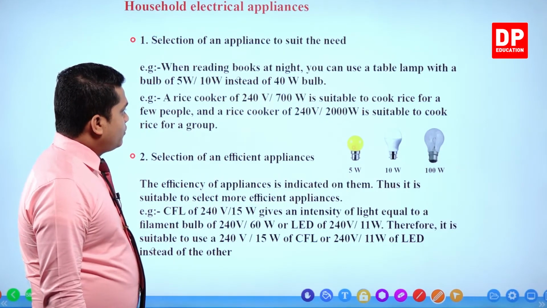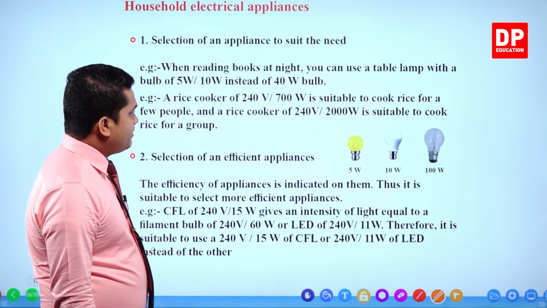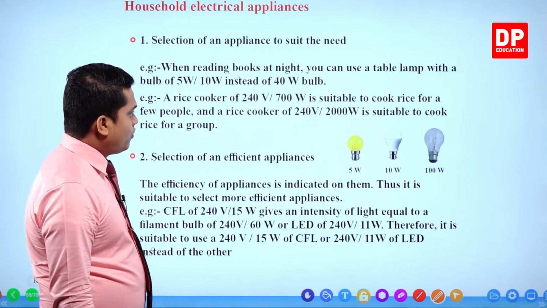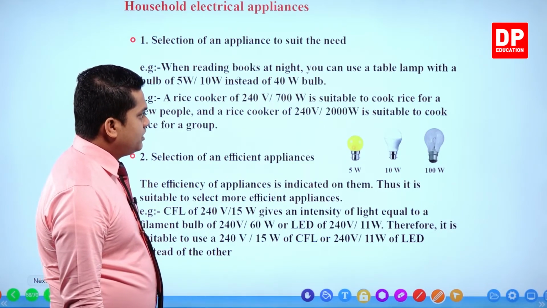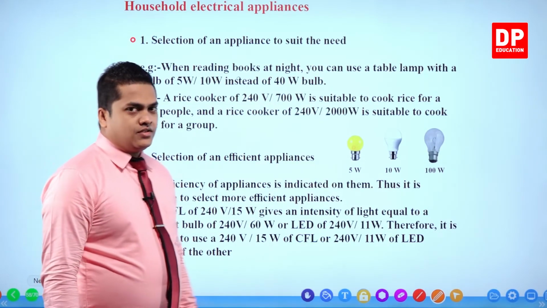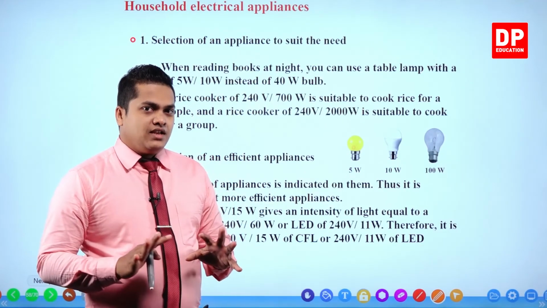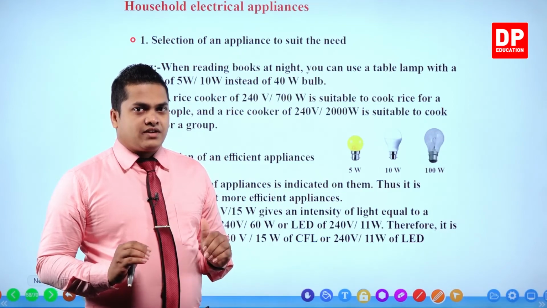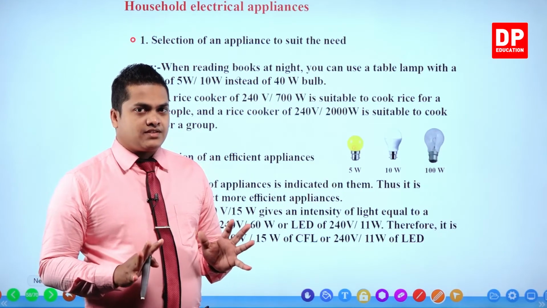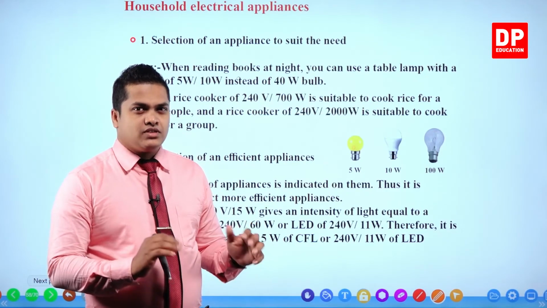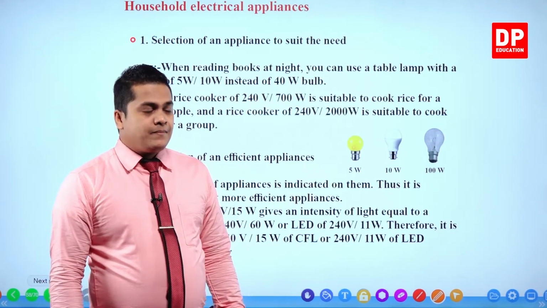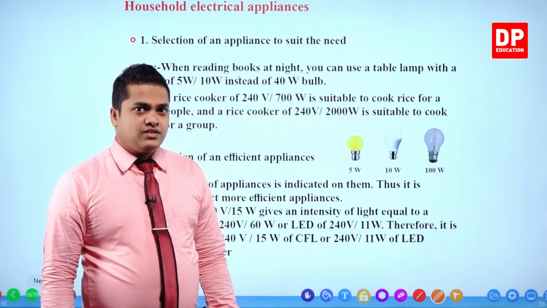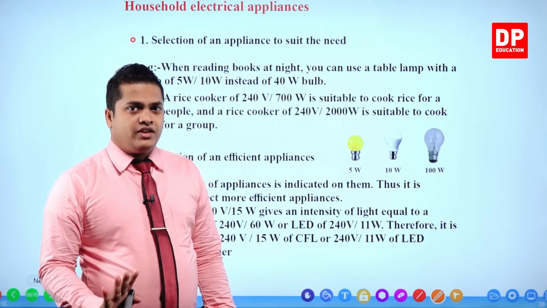A 240 V, 700 watt rice cooker is suitable to cook rice for a few people, and a 240 V, 2000 watt rice cooker is suitable to cook rice for a group. So I told you that there are several rice cookers. 240 is the maximum voltage. You know that in our houses normally we are receiving 230, right? So these 700 watt rice cookers are the ones which are convenient in our houses.